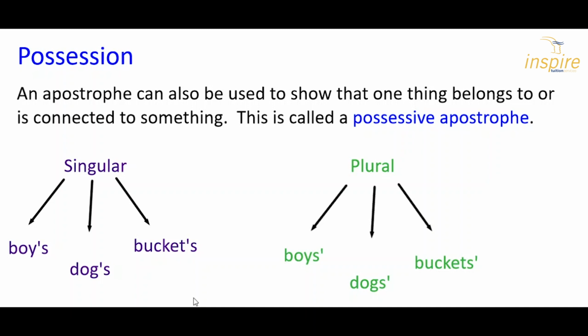Now we're going to have a look at how the apostrophe can be used for possession. An apostrophe can be used to show that one thing belongs to or is connected to something. This is called a possessive apostrophe. It can be singular when the thing belongs to one person or one object. So one boy, one dog, one bucket. Then we have the apostrophe before the S. If it's plural and there's lots of boys or lots of dogs or lots of buckets, then the apostrophe goes after the S to show that there's more than one.